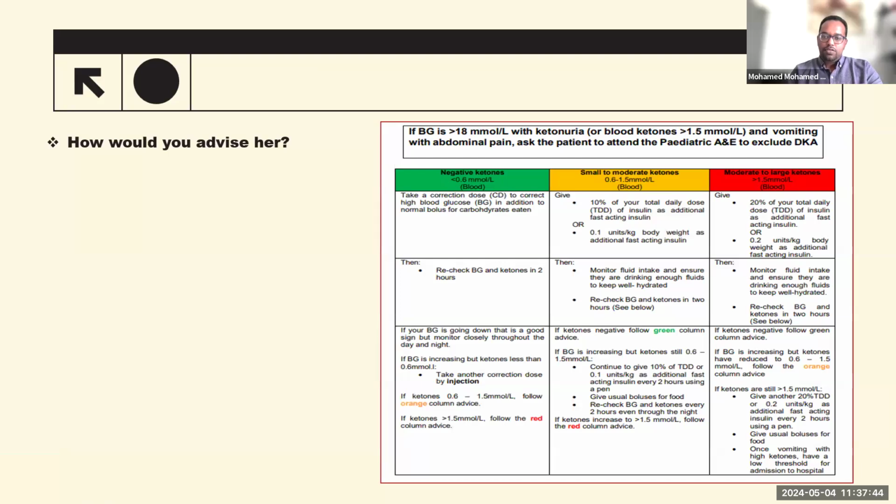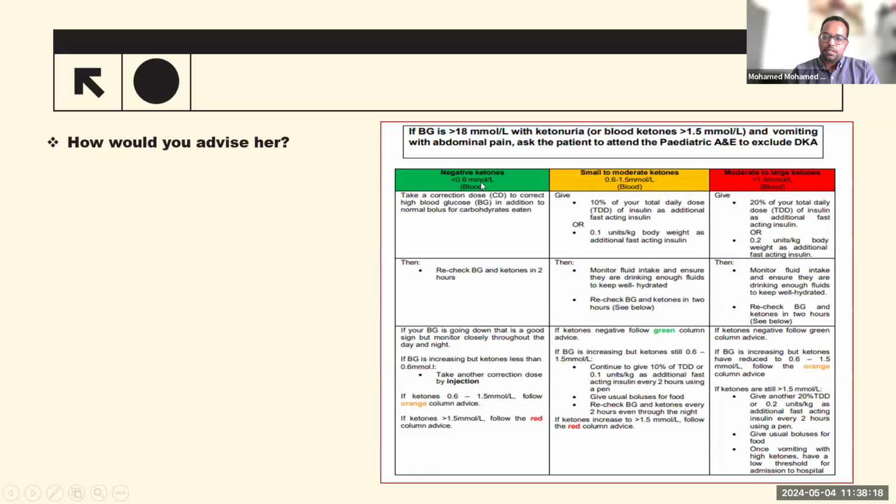So let me introduce you to the sick day management protocol as per our local trust. This might change depending on the trust you're working with, but the idea is basically the same. It's a traffic light system: green, yellow, and red. This is for patients who have glucose of more than 8 millimoles and ketonuria, or blood ketones of 1.5. Always think about DKA. Always think about DKA. If you are in doubt, consider it as decompensated, otherwise ask them to go to ED.